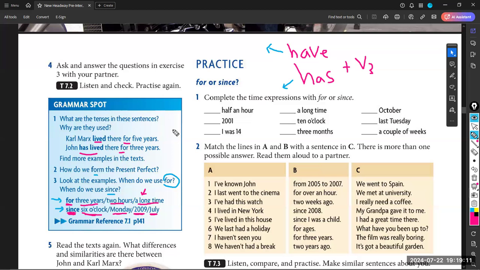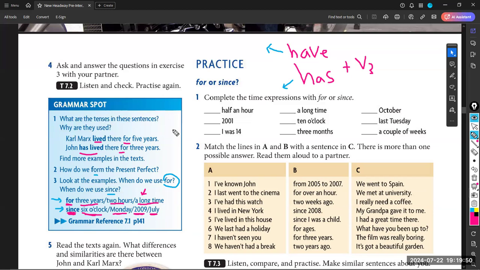If I add "for the past 5 years" or "3 years", yes, I can use it in the simple past and in the present perfect, both of them, but the meaning is different. But wait, Ryan, if you want to use "ago" instead of "for the past", you have to use simple past. If you want to say "I lived there 3 years ago", with "ago" you have to use simple past. You cannot use present perfect, because "ago" is only for simple past.